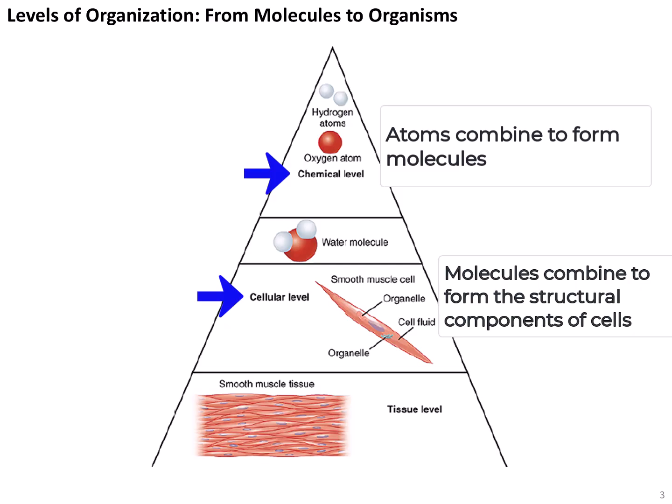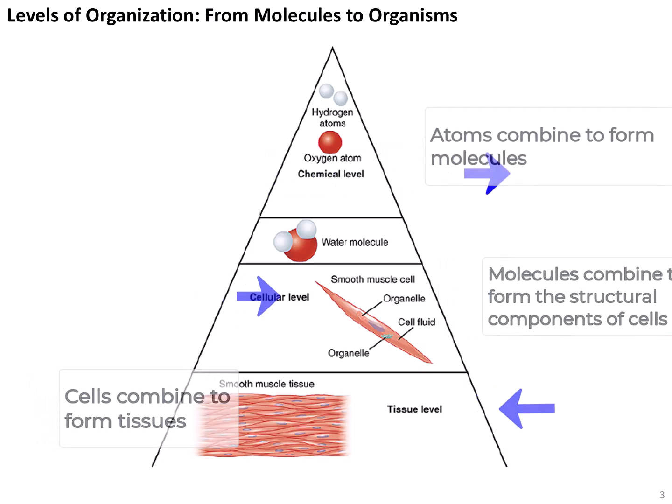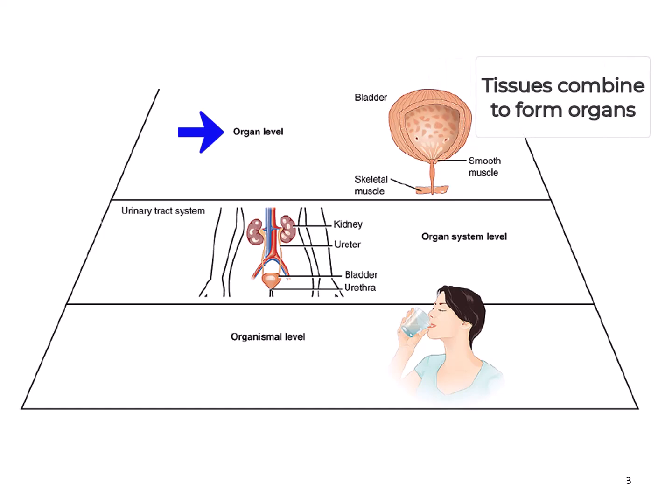The next level is built from the cellular level and is called the tissue level of organization. In this level, groups of cells will work together to form tissues in the body. In this example, a group of smooth muscle cells are grouped together. You might find this in a layer of a blood vessel. From the tissue level, we move up to the organ level of organization. In this case, we have groups of tissues that work together to form an organ. In this example, the smooth muscle tissue we saw in the tissue level forms the wall of the urinary bladder.